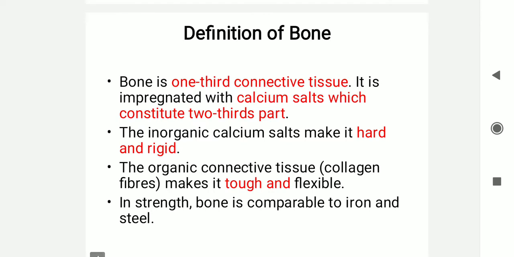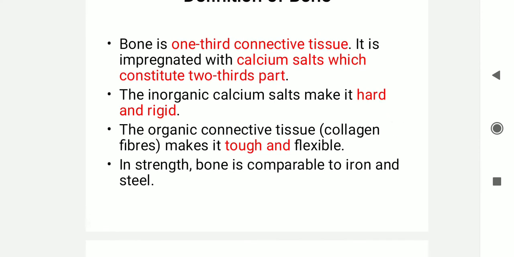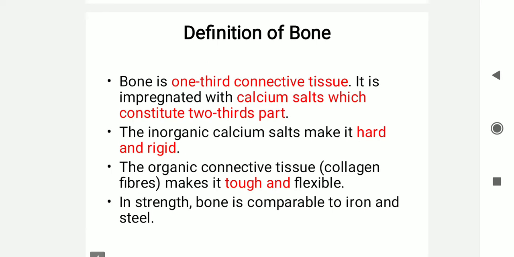Bone is 1/3 connective tissue. It is impregnated with calcium salt, which constitutes 2/3 part. The inorganic calcium salt makes it hard and rigid, whereas organic connective tissue makes it tough and flexible. So the definition should be precise, and how will you remember that? I will give you a hint. You have to remember it in two phases, 1/3 and 2/3.